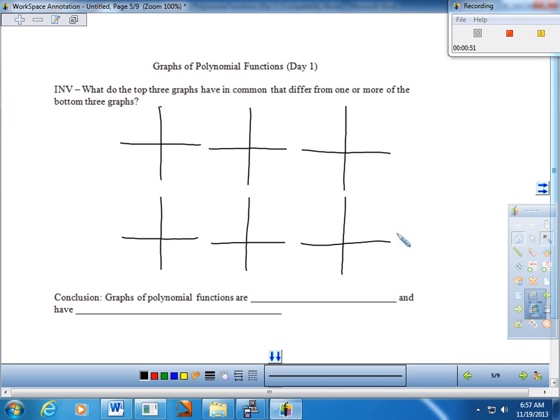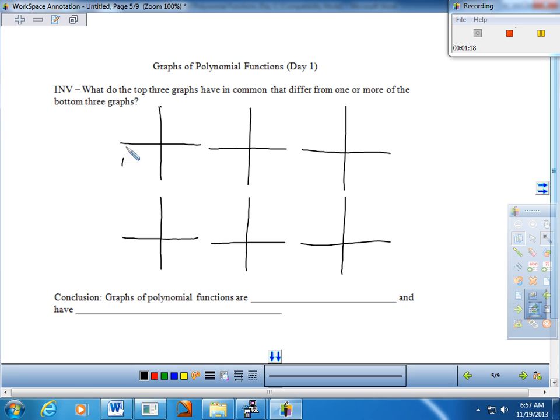On the top, when I draw the graphs of my functions in these 3, they would be very characteristic of a polynomial function. And then when I draw these 3 down below, they're not going to be representational of a polynomial function. And so what I'd ask is, what do the top 3 have in common that the bottom 3 do not? All right, so let's get this started here.